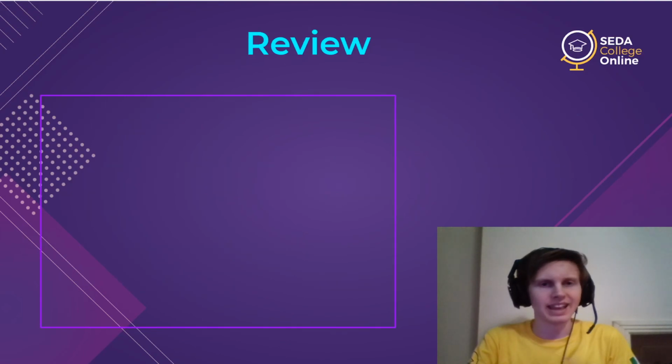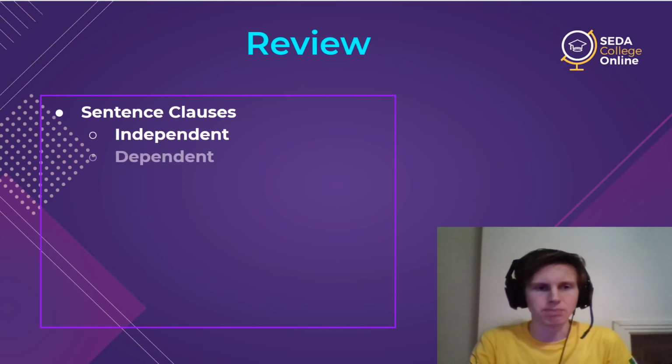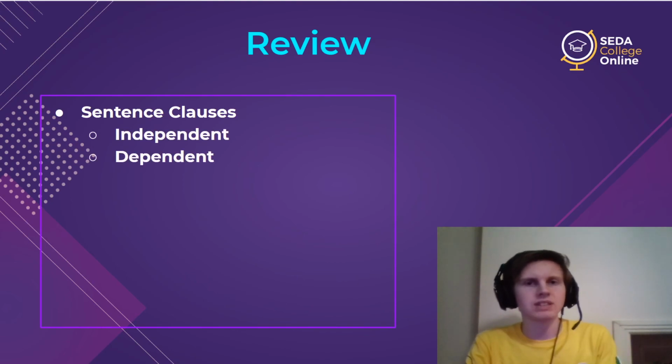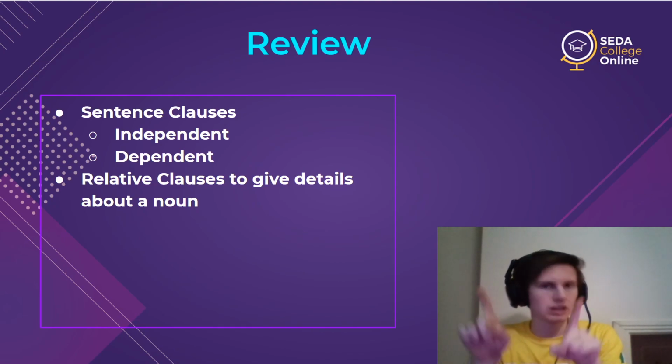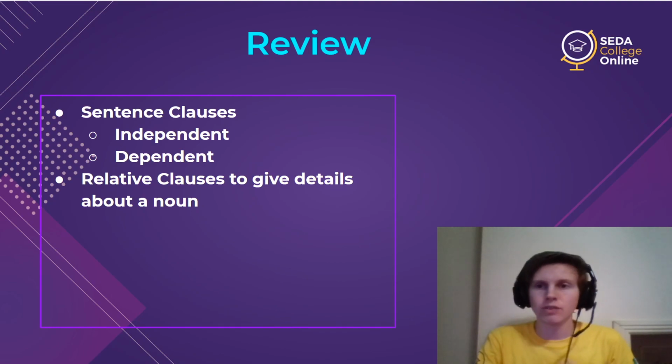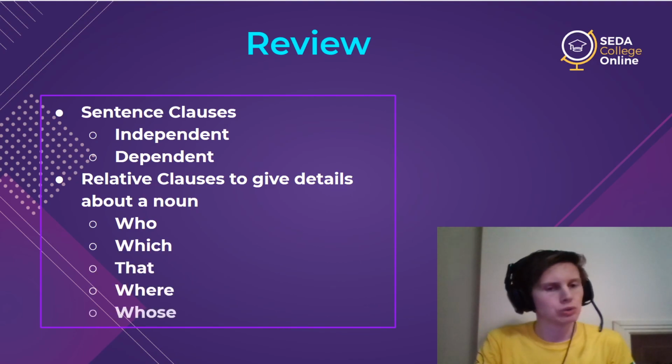So that is everything for this lesson. What did we talk about? Well, we talked about sentence clauses, and we talked about how there were two types, independent and dependent. And then we talked about specific dependent clauses, relative clauses, to give details about a noun. Sometimes the relative clause is required, and sometimes it's not. If it's not required, you separate it with commas. And then the five relative pronouns were who, which, that, where, and whose. Those were all of the relative pronouns we used today.